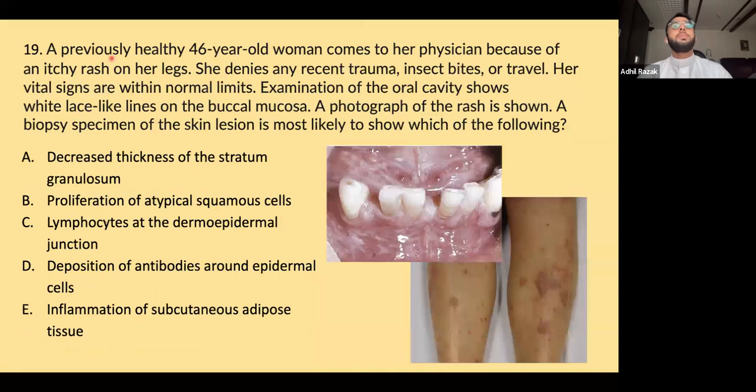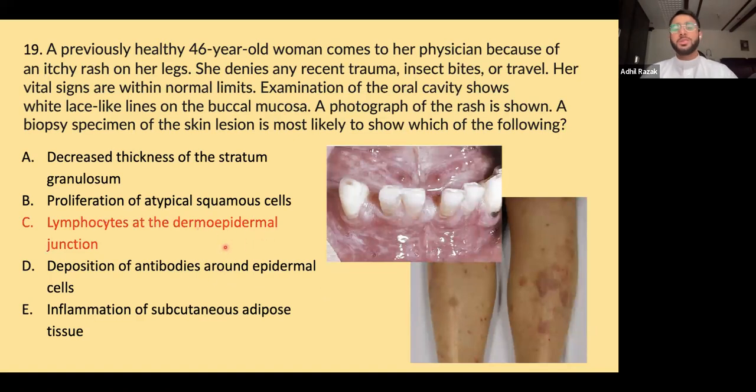All right. A previously healthy 46-year-old comes to the physician because of an itchy rash on her leg. She denies any recent trauma, insect bites, or travel. Her vital signs are within normal limits. Examination of the oral cavity shows white lace-like lines on the buccal mucosa. That says a lot. A photograph of the rash is shown. A biopsy specimen of the skin lesion most likely shows which of the following? What do you think this is? Read all the options. Once again, it is C.